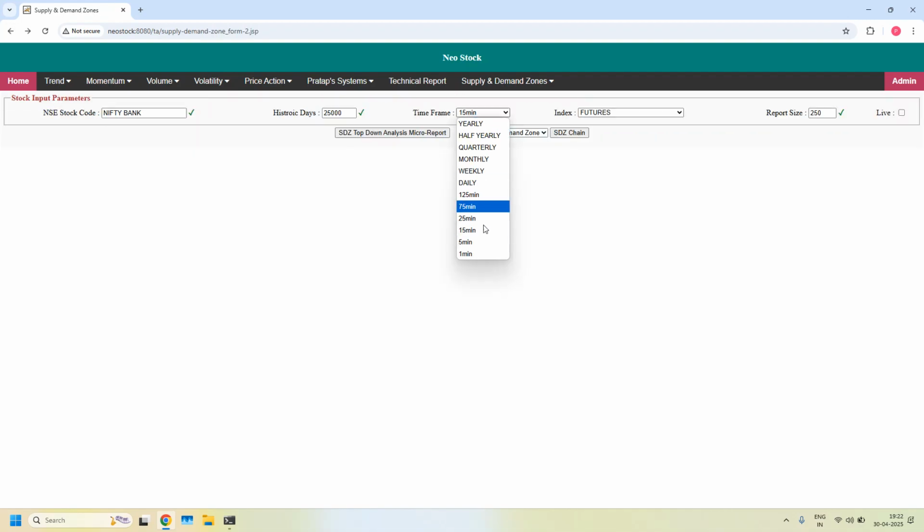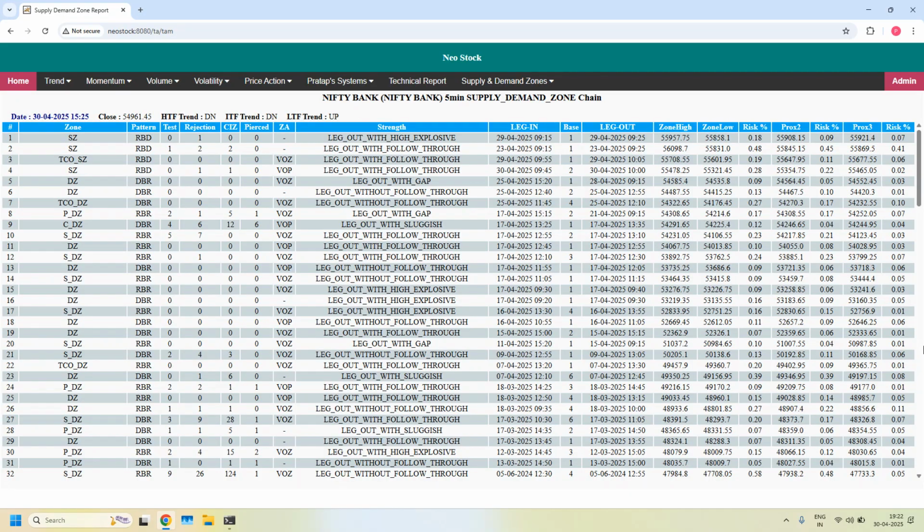Next, generating 5 minutes supply demand zone chain for Bank Nifty. So this is a Bank Nifty supply demand zone chain. So with this we have completed both Nifty and Bank Nifty supply demand zone chain generation.